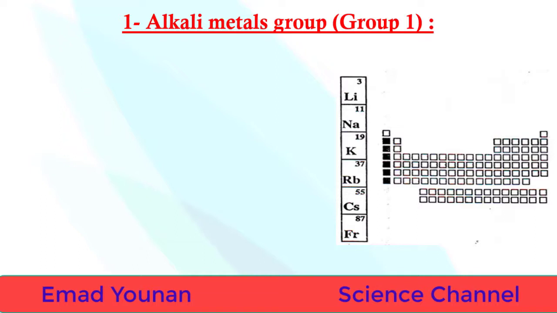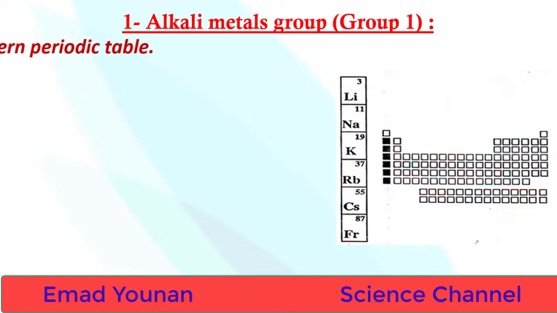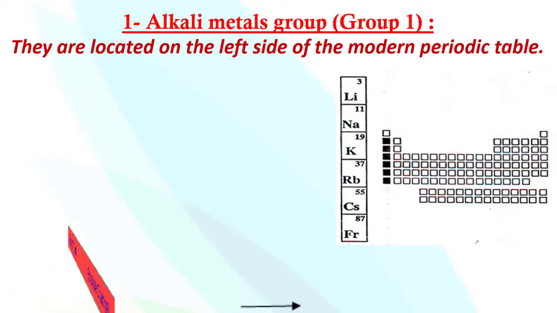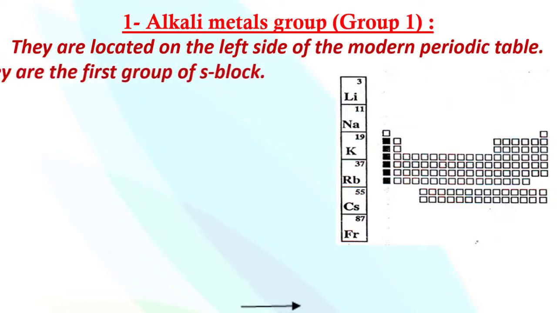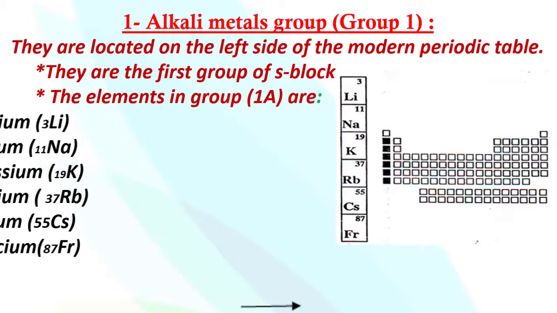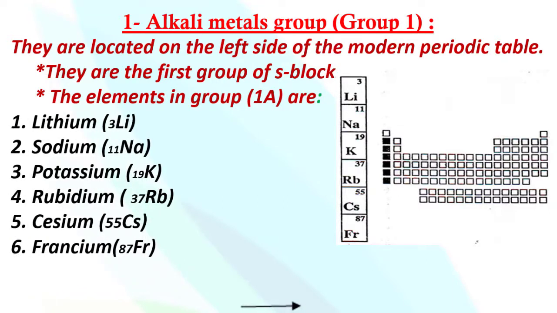What is the meaning of alkaline metals and what are their properties? Alkaline metals are elements located on the left side of the modern periodic table. That means they exist in group 1A. This group belongs to block S because the outermost energy level ends with S. Group 1A includes lithium, sodium, potassium, rubidium, cesium, and francium.